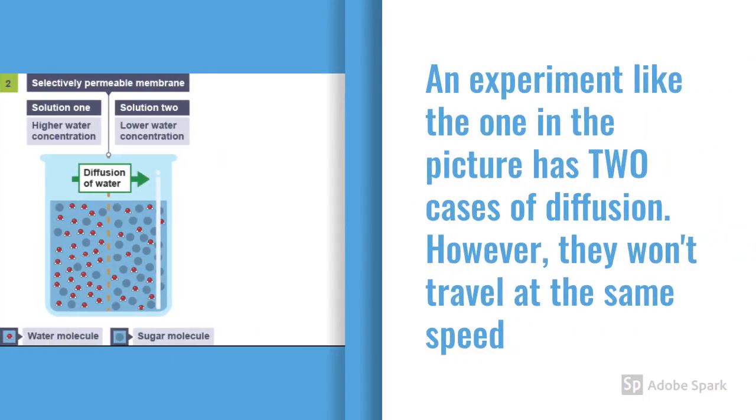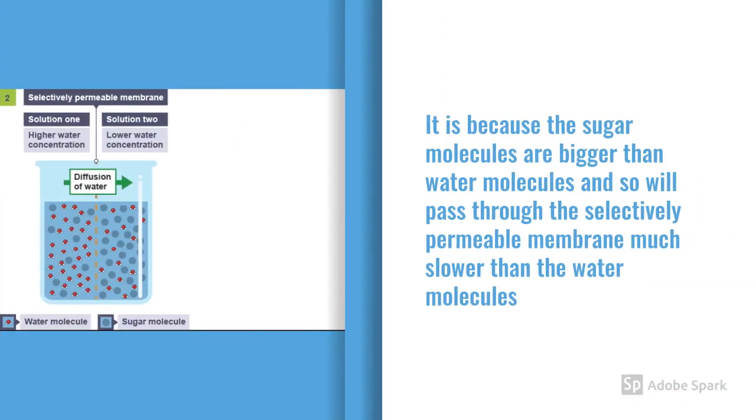So here's an example of osmosis and diffusion. If you look at the picture, you will realize that there are two types of molecules in the beaker, sugar and water molecules. So through the artificially selective permeable membrane, the sugar molecule will travel via diffusion and the water molecule will travel via osmosis. However, they won't travel at the same speed. Why? That's because sugar molecules are bigger than water molecules. This allows the water molecules to pass through the selectively permeable membrane faster than the sugar molecules.